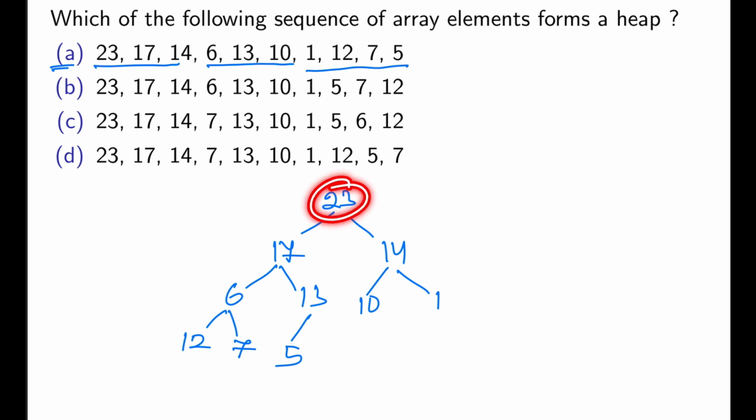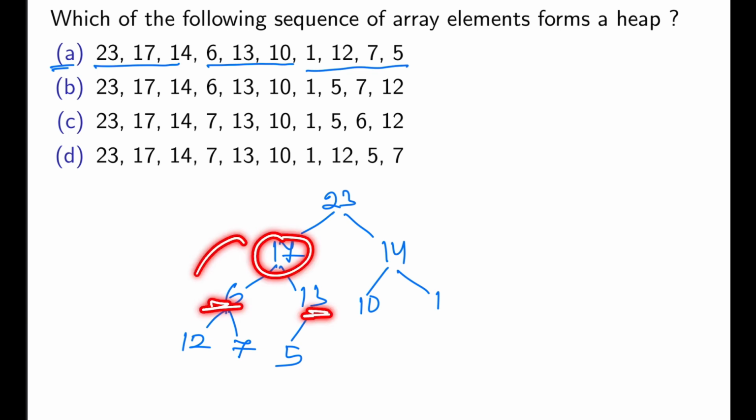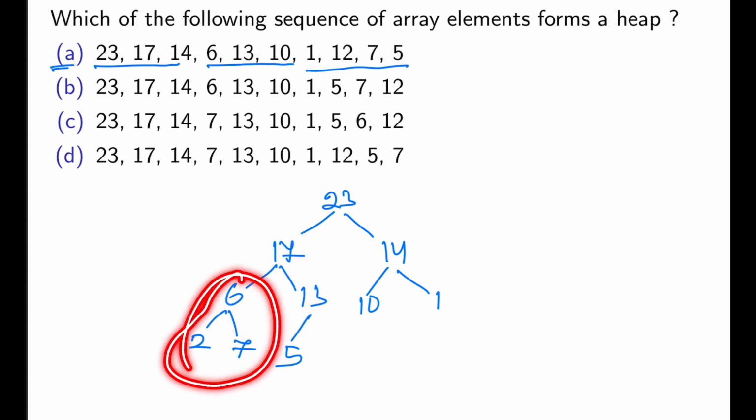Here you can see 23 is greater than 17 and 14, so the property is satisfied. 17 is greater than 6 and 13, so the property is satisfied. But for this subtree, 6 is less than its child 12, so this is not a heap.